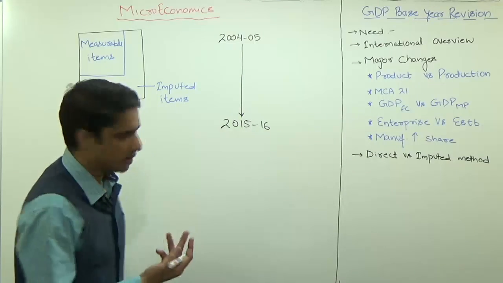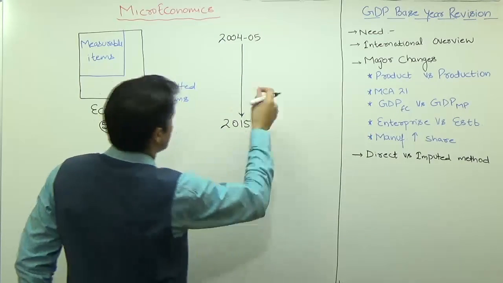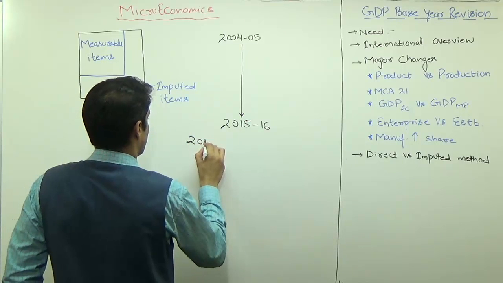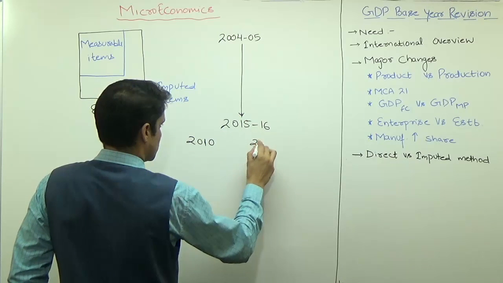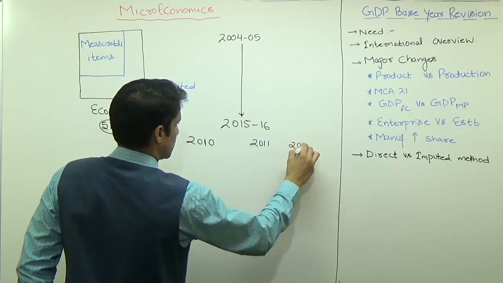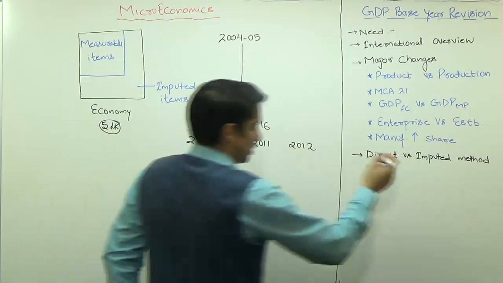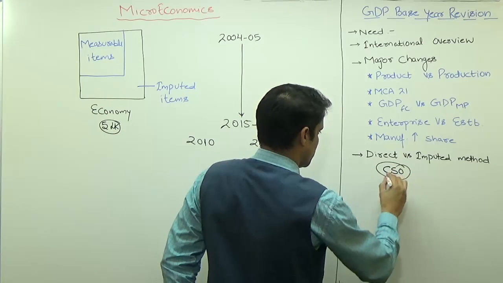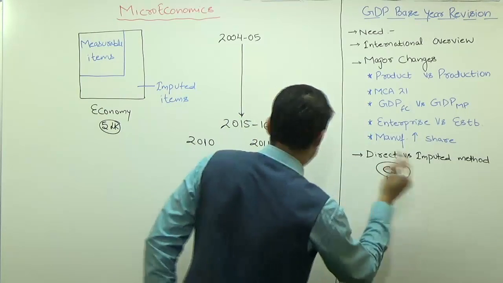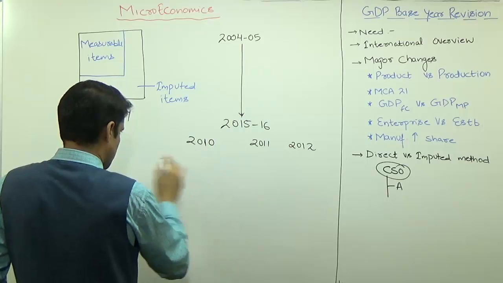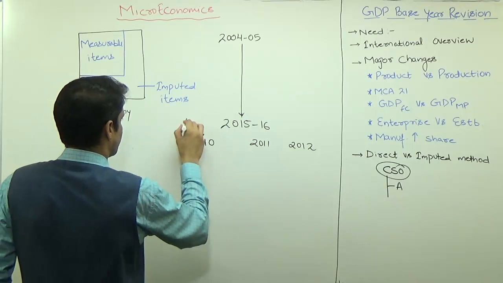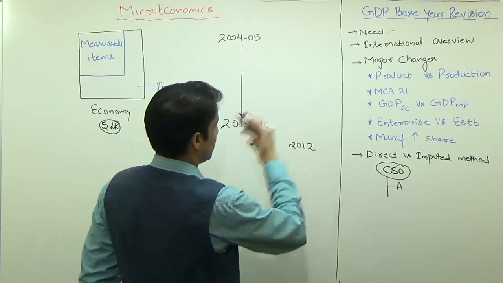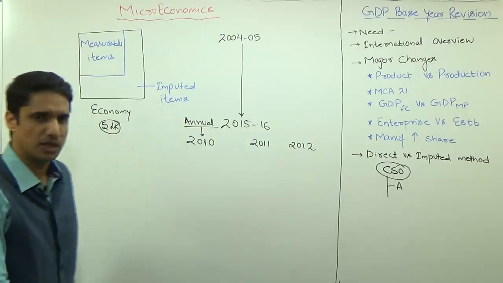because no data is being maintained. The only thing we can do is, suppose, take the example of a hotel. In 2010, 2011, 2012. Actually there are two methods used by CSO, and CSO does two types of survey. The first one is the annual survey. Suppose in 2010 CSO performed the annual survey, in 2011 again the annual survey, in 2012 the annual survey. So every year CSO will do the annual survey.